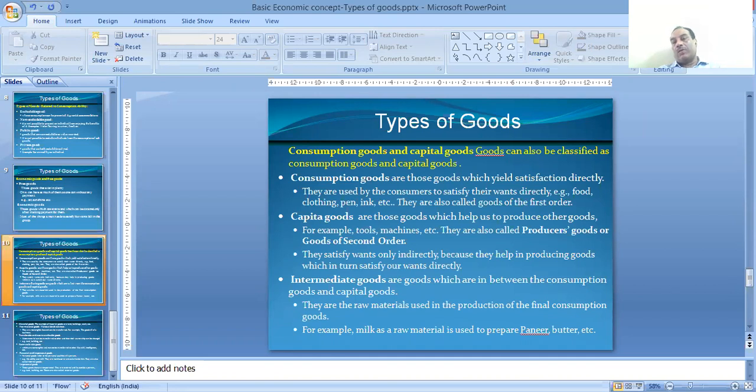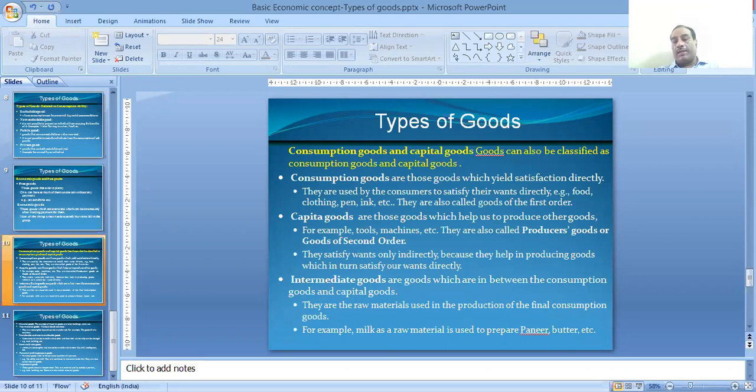When we go for producing something, we require tools, we require means, machines, and these are the form of capital goods. They satisfy wants only indirectly because they help in producing goods, which in turn satisfy human wants directly.